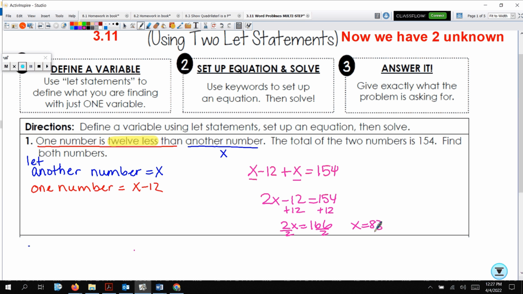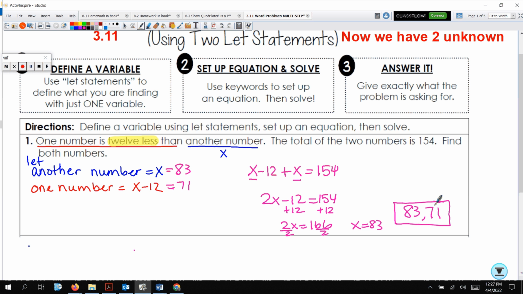Now we can answer the questions. The another number, which is x, that is 83, and then the one number, which is x minus 12, well, 83 minus 12 is 71. So when we answer this, our numbers are 83 and 71. There's no labels or units or anything like that, so I'm okay with just the two numbers.